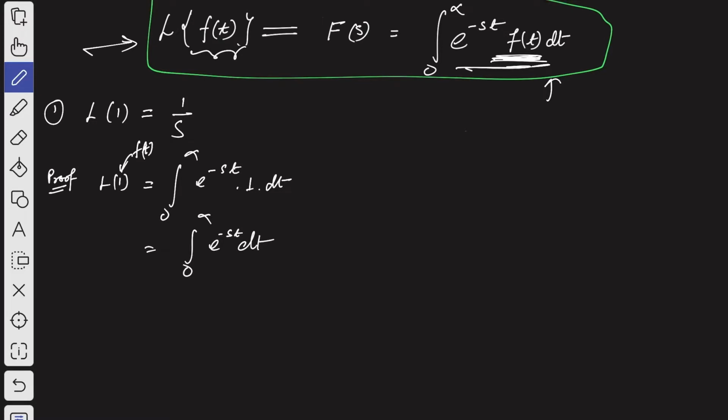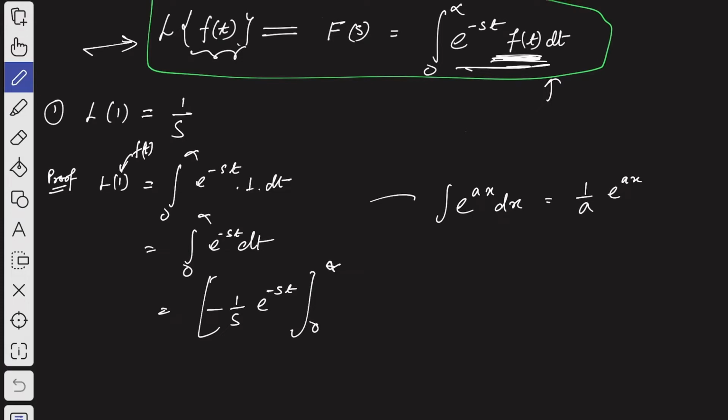Now if you integrate this, then what you will get? Integration of e to the power minus st is minus 1 by s e to the power minus st, right? And our limit is from 0 to infinity, because we know integration of e to the power ax dx is given by 1 by a e to the power ax, right? So we have applied that formula to integrate this. Okay, so hope you have understood this. Now let me clean this first.